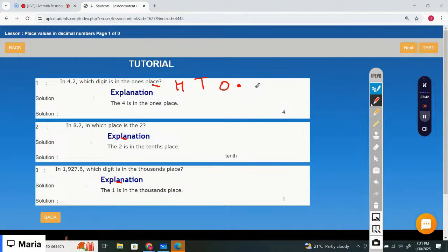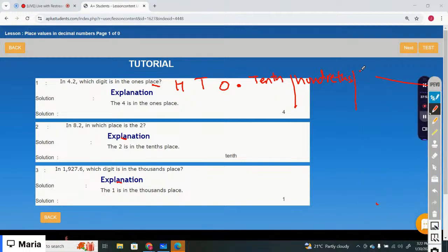Now, after the decimal point, the first digit is at the tenth position. The second one is at the hundredth position. The third one is at the thousandth position. So the thing you need to learn is that after the decimal point you have the place values tenth, hundredth, thousandth, ten-thousandth and so on. Got it? In 4.2, 4 is at the ones place, right?